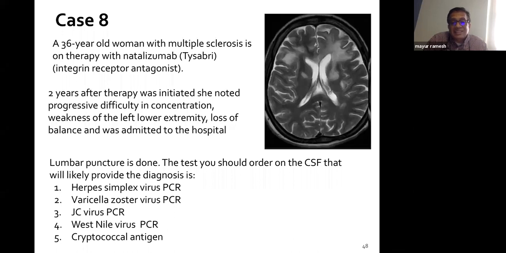What about West Nile? West Nile can mimic a lot of things, but there's no epidemiological history, and this is not a classic presentation of West Nile on the MRI. What about crypto? Crypto is more of a space occupying lesion on the MRI. So the virus here is PML caused by JC virus.